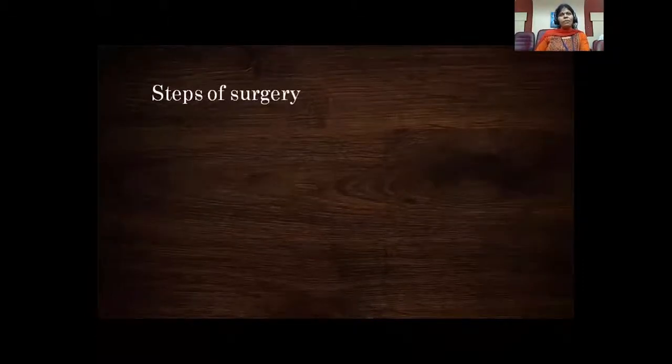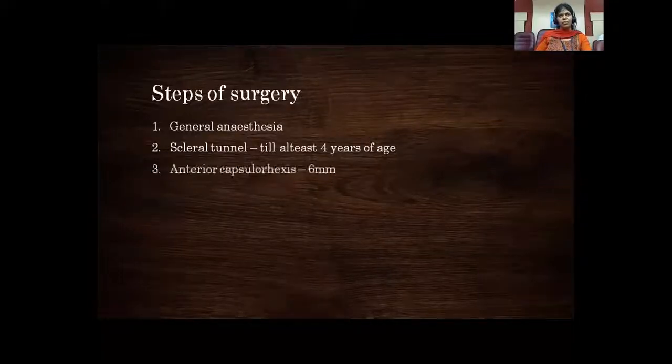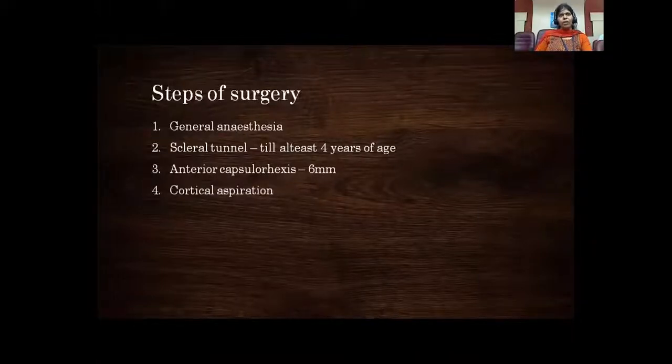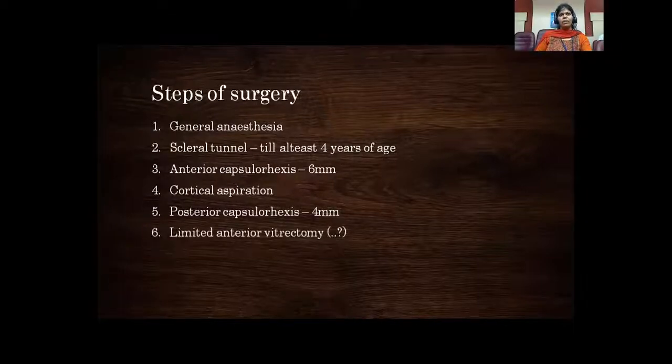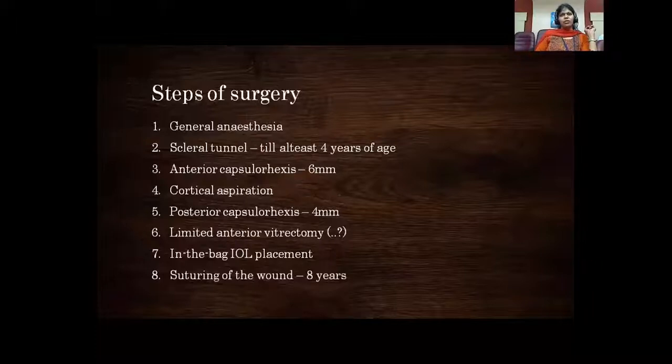So then we go to the steps of surgery. What are the basic steps? General anesthesia, of course, is preferred. A scleral tunnel is advised till the age of at least 4 years because the corneal rigidity is very poor. Anterior capsulorhexis of at least 6 millimeters. Cortical aspiration is done. A posterior capsulorhexis is mandatory, about 4 millimeters. A limited anterior vitrectomy is a little controversial, but we prefer to do anterior vitrectomy up to the age of 6 years. In the bag IOL placement is mandatory as much as possible. And suturing of the corneal wound is preferred till 6 to 8 years of age.